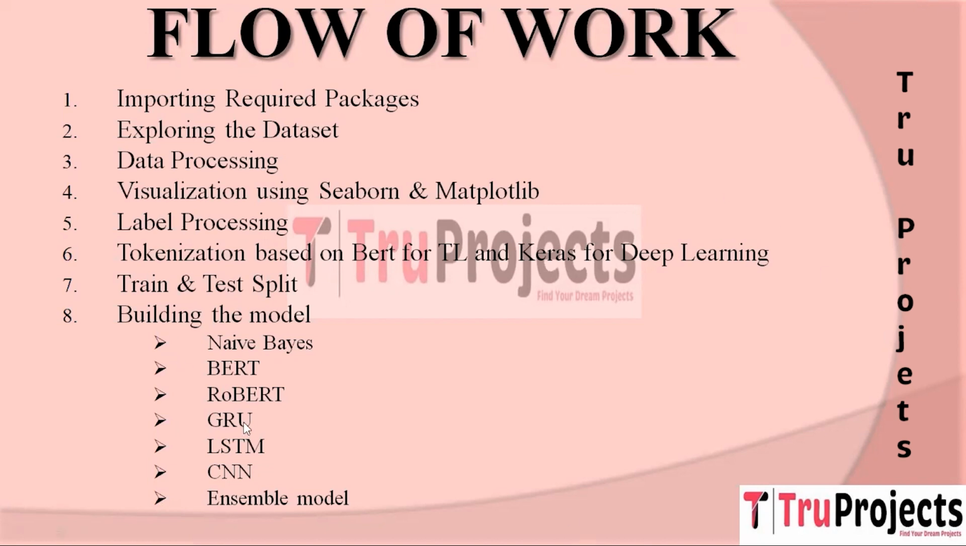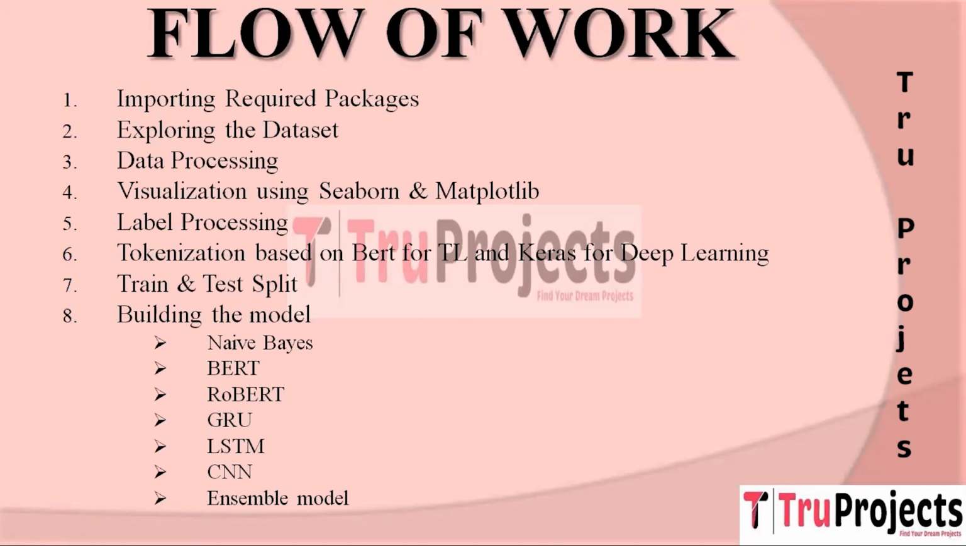The next two models used are GRU and LSTM. GRU, that is gated recurrent unit, and LSTM, that is long short-term memory, are recurrent neural network architectures known for their ability to capture sequential dependencies in data. They are effective for tasks where the order of words matters. These models are valuable for tasks like text generation and sentiment analysis, where understanding the context of words in a sequence is essential. The next model used is CNN, Convolutional Neural Network.